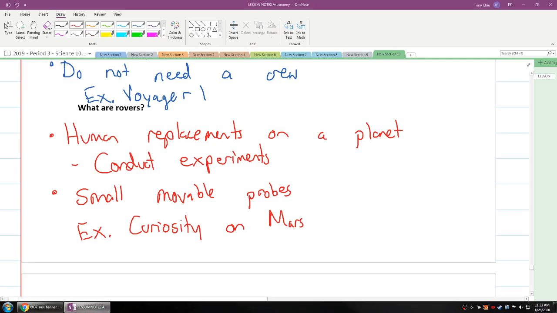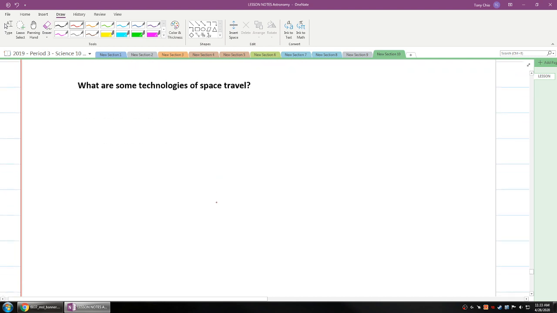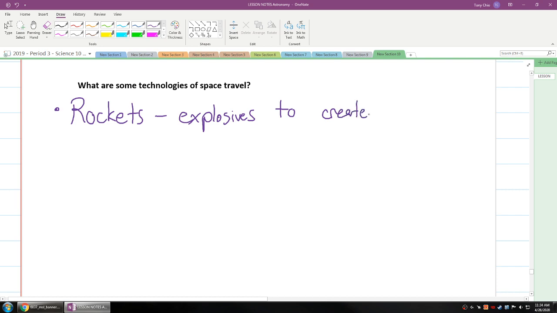So what are some other technologies of space travel? How do we get to these places? Well, definitely one of the most famous ones is rockets. Rockets are basically explosives to create thrust. We need to get out of the Earth's atmosphere, so we need to use explosives to create thrust. Now, back in the day, we used the Space Shuttle program.